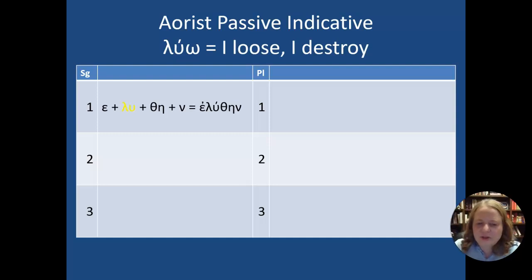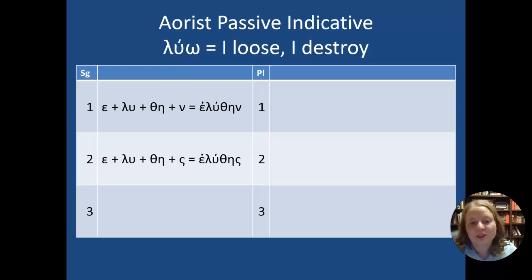The lu, you start with the stem, you add the epsilon to the beginning, then you add the theta and the eta, and then in this case you do add a nu, so it's a little bit different than the present active endings, but not much. You're going to be able to recognize this. And it looks like this, eluthane.